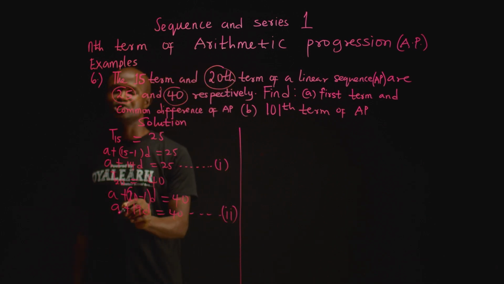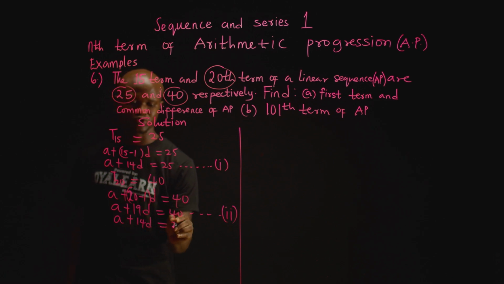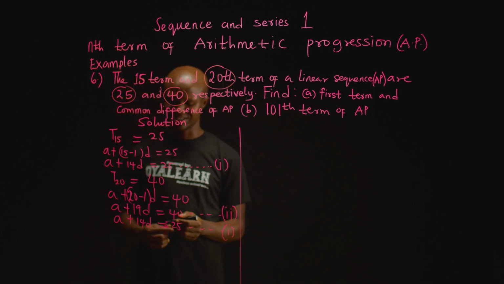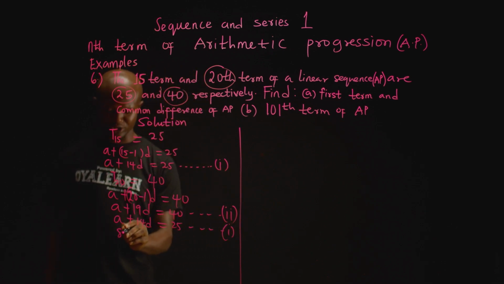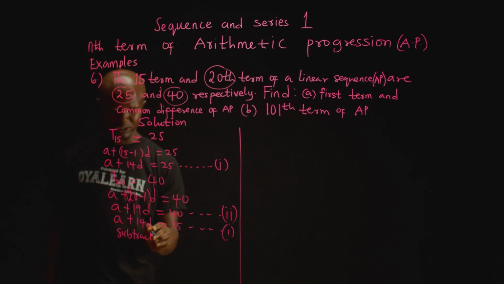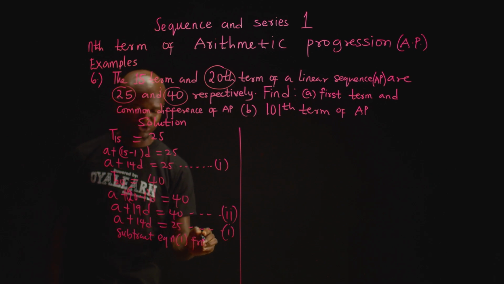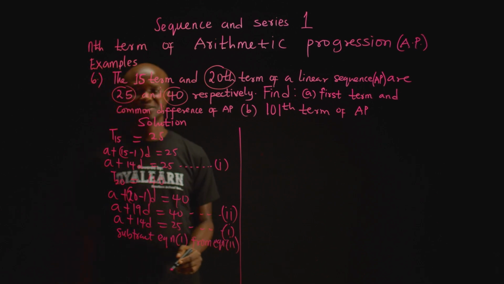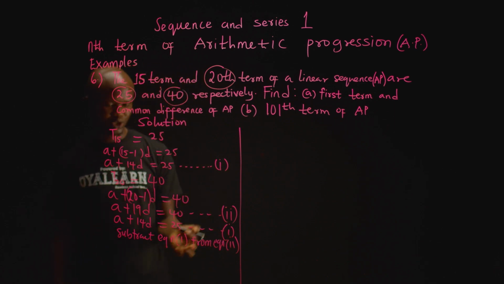Now we have equation 1 and 2. Let me bring down equation 1. I have A plus 14D equals 25. So we are going to solve the two equations simultaneously. Subtract equation 1 from equation 2. That is, we are using the elimination method of solving simultaneous linear equations.